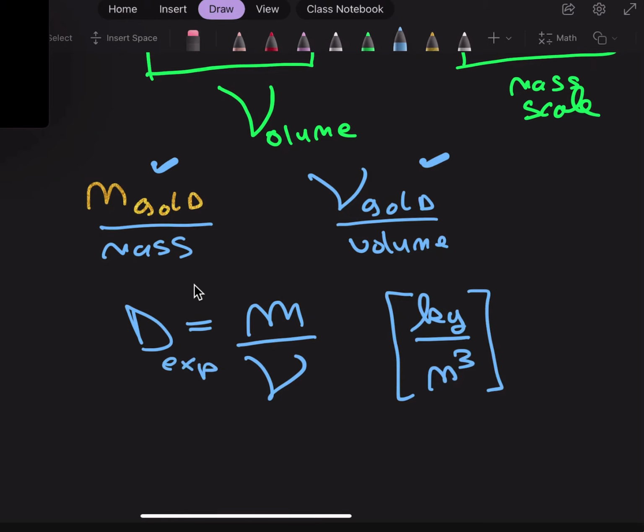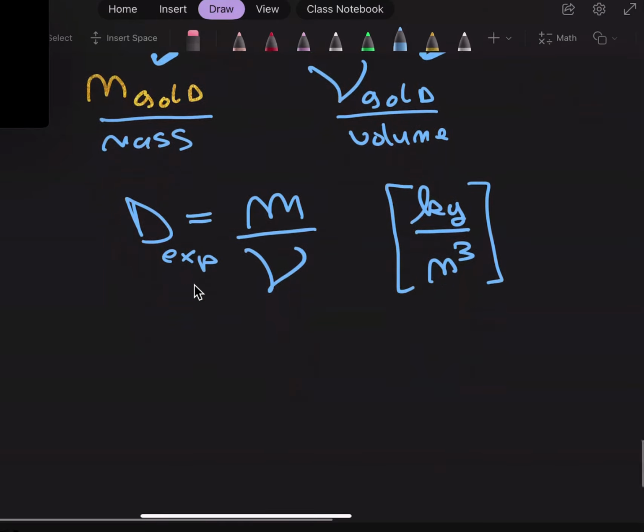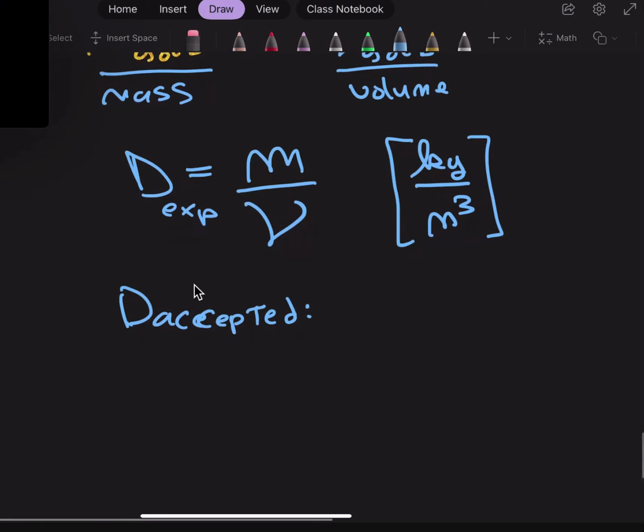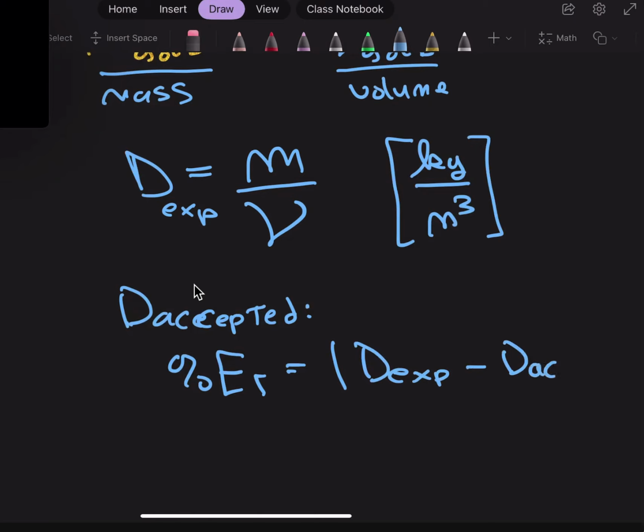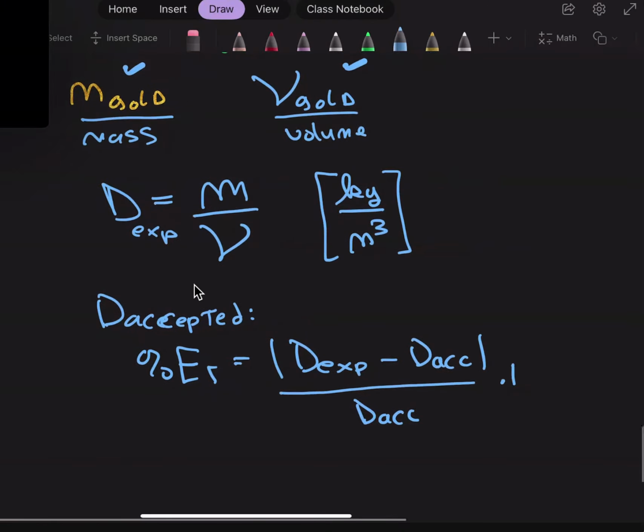And after that, what you'll do is look up in a table the accepted densities for each of these materials. And you'll calculate a percent error for these materials, and the percent error is going to be defined as the absolute value of the experimental density minus the accepted density, divided by the accepted density, again times 100.